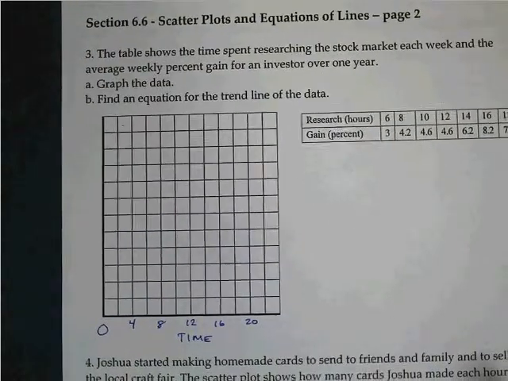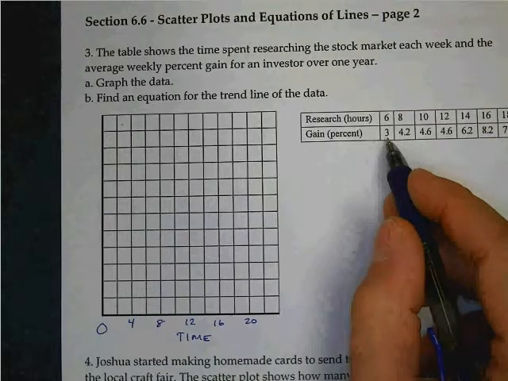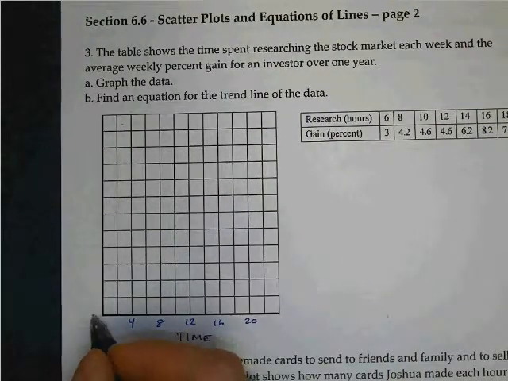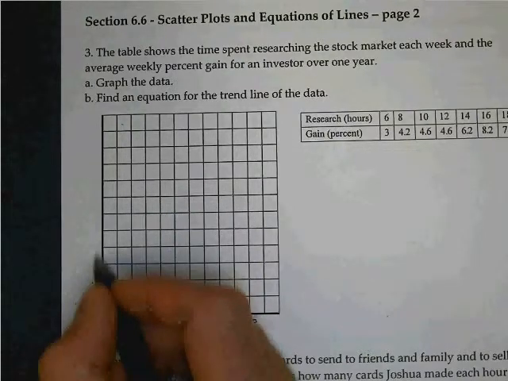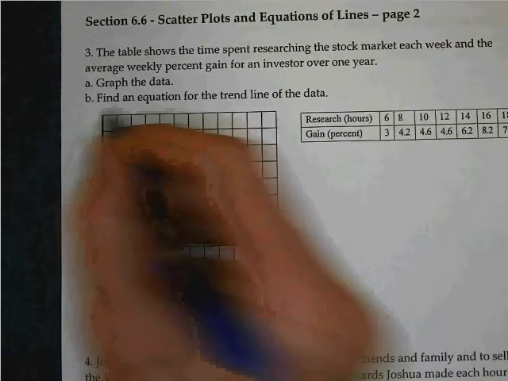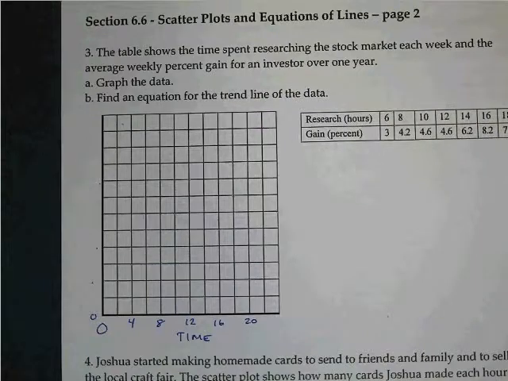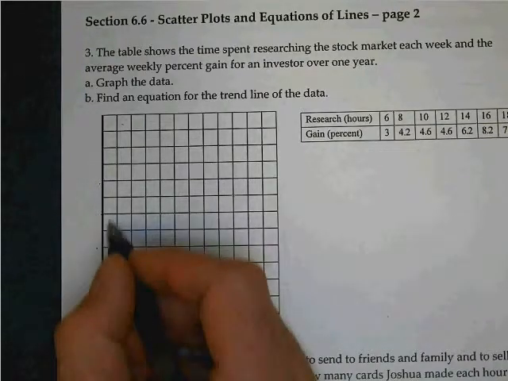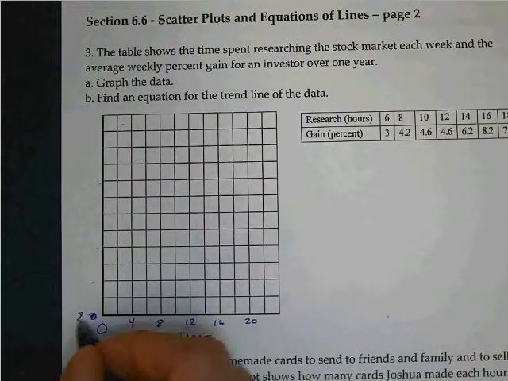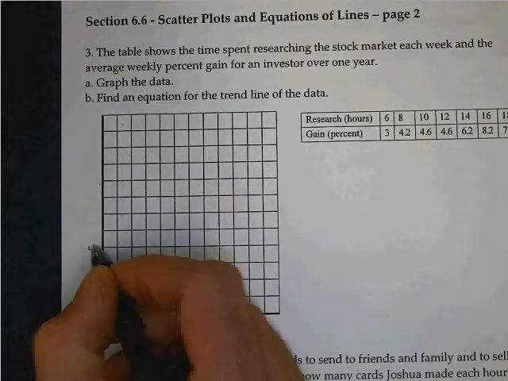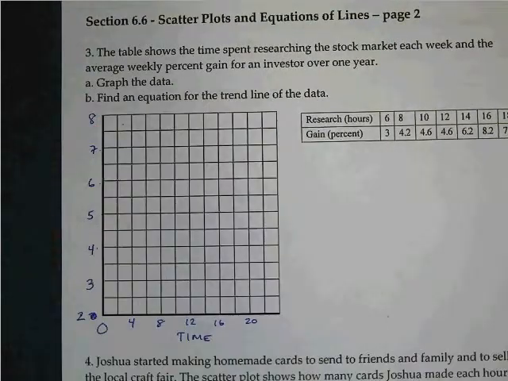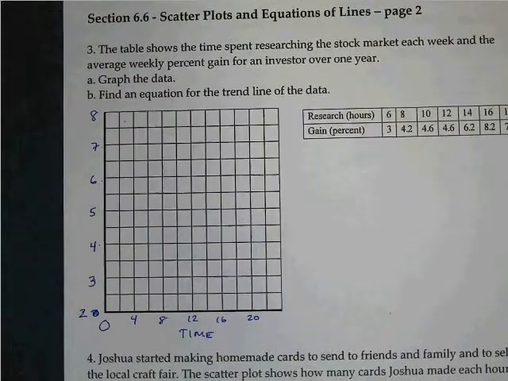On our vertical, we have our percent gain from 3 up to 7.4. So if we're 0 here, 1, 2, 3, 4, 5, 6, that doesn't work. If we start down here at 3, 4, 5, 6, 7, 8. So we can probably start there at 2. 2, 3, 4, 5, 6, 7, and 8, because we want to use as much of the scale as we possibly can.